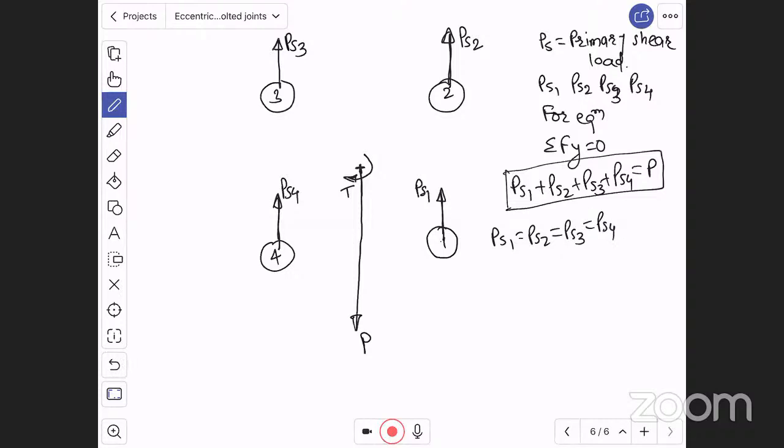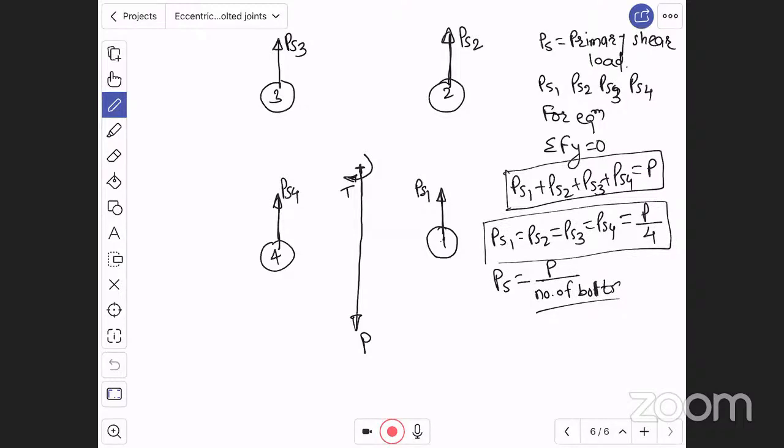The load is equally distributed among all the bolts, which is equal to P by 4. Therefore, primary shear load PS is equal to the total shear load divided by the number of bolts. Primary shear load in any bolt is equal to total shear load divided by number of bolts. This primary shear load is vertically upward, opposite to the applied load.